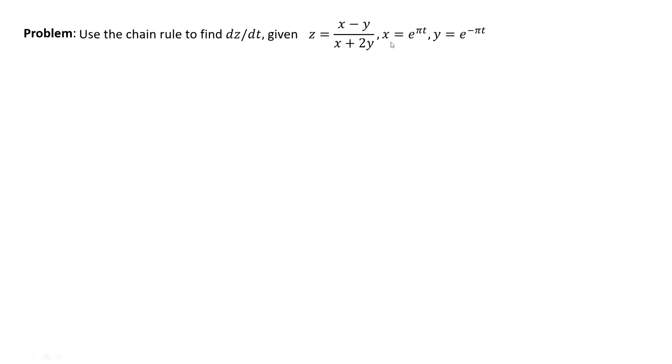Given z is this, and x is e to the pi t, y is e to the negative pi t. Right? Z is a function of x and y. X and y are in turn functions of just t. So z is a function of t, so it makes perfect sense to say dz dt. You remember what dz dt is? Dz dt is partial z with respect to x times dx dt plus partial z with respect to y times dy dt.